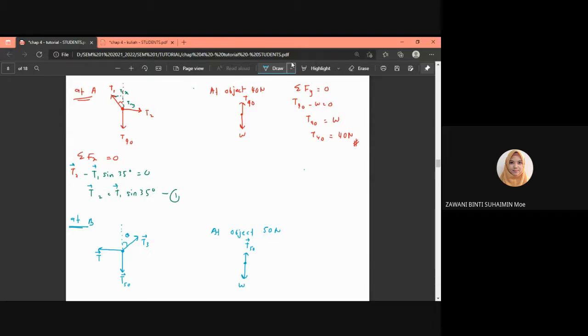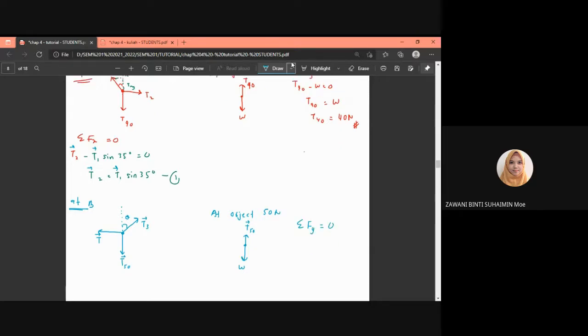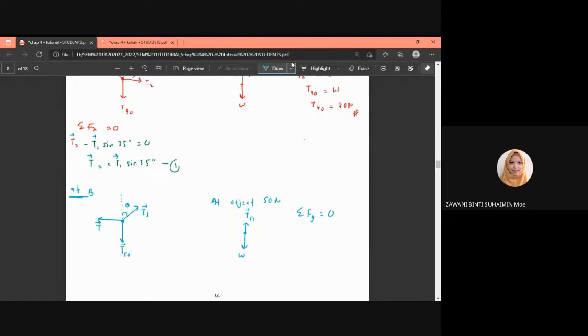Alright, so from here we can settle the summation of F in Y component is equal to 0. Fx is not needed because the forces acting on the 50 Newton object are only in the Y component. So T50 minus weight is equal to 0, so T50 is equal to weight. So it is correct that T50 is equal to 50 Newtons.